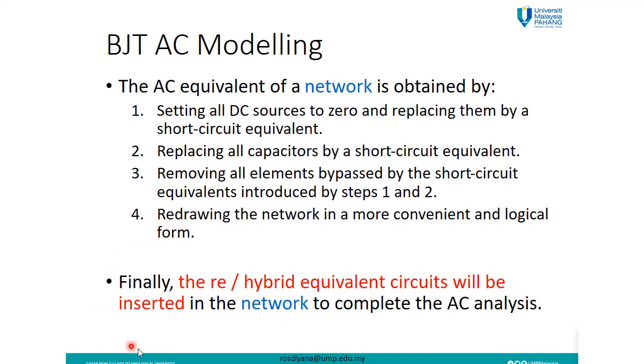And the second major step is the RE, or the hybrid equivalent circuit, will be inserted in the network to complete the AC analysis. Okay, remember there are two different AC circuits, one for the network, which is either you are using the voltage divider, fixed bias, emitter bias, common base, and many more. Okay, and for the BJT, or for the device, we are using the RE model equivalent circuit.